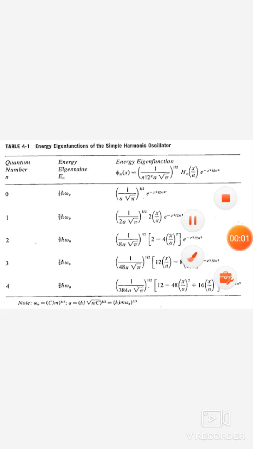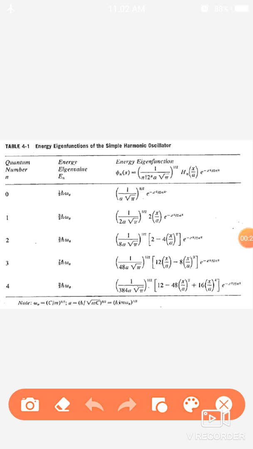Good morning, dear student. Today we will teach about energy eigenfunctions of the simple harmonic oscillator. In this case, we will take only a harmonic oscillator with movement along only the x axis.